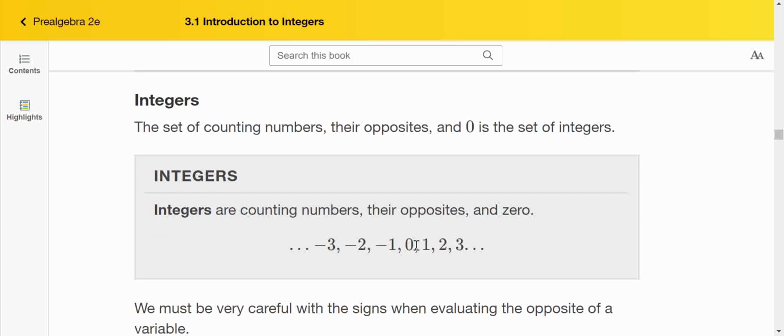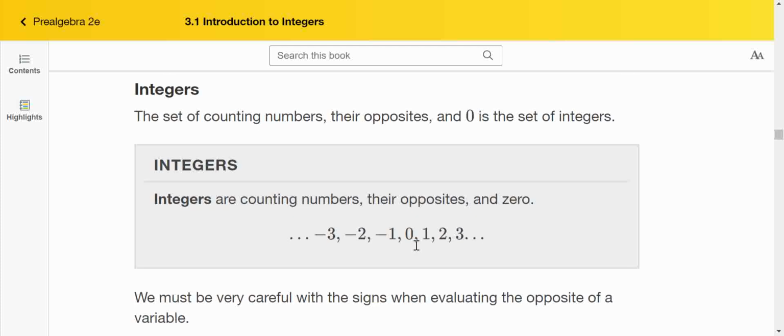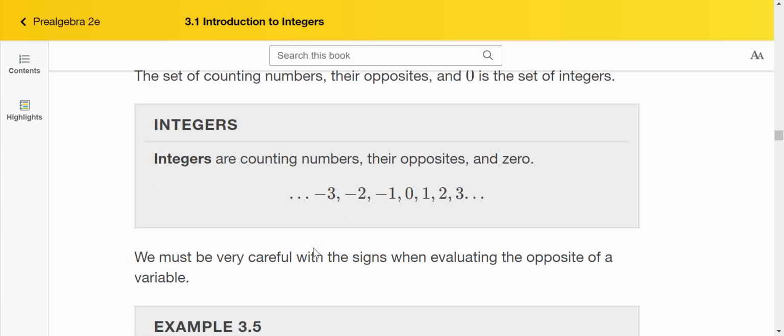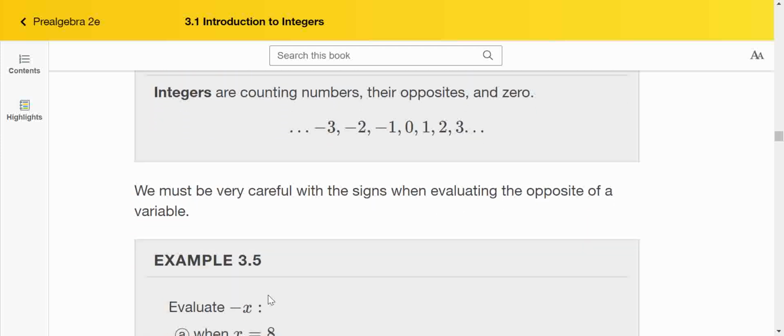Integers. The set of counting numbers, their opposites, and 0 is the set of integers. Integers are counting numbers, their opposites, and 0. We must be very careful with the signs when evaluating the opposite of a variable.